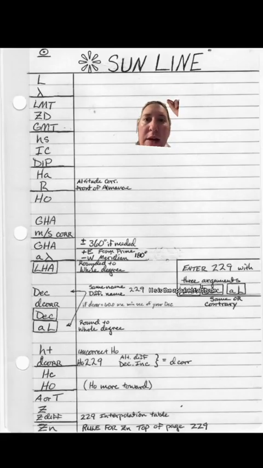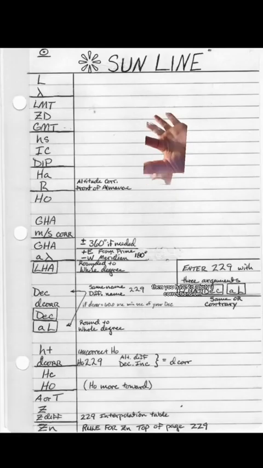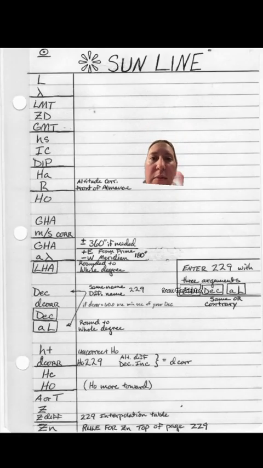HS is the apparent altitude. It's the numbers you get from the bottom of the arm when the body is on the horizon. Then you have to apply corrections from the sextant, any sort of deviations, so you get the observed altitude of the sight.